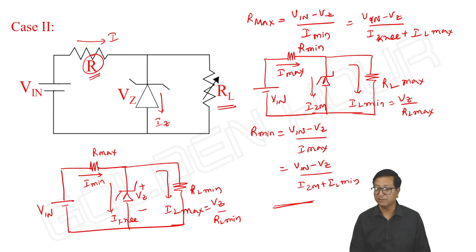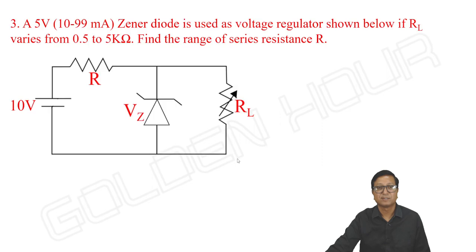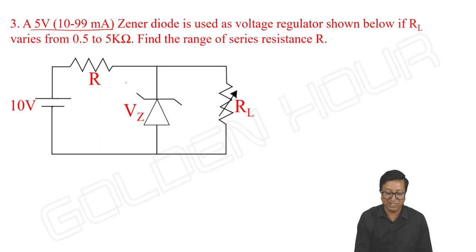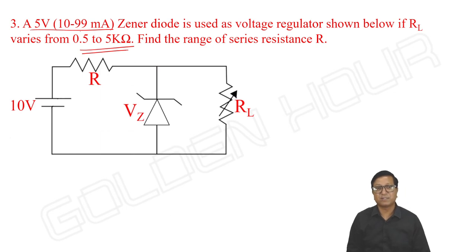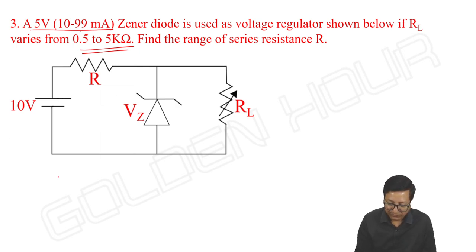Okay. So, see the next question based on this. See this question. The same Zener diode. I'm not changing my Zener diode. It's a 5 volts Zener diode with Iz minimum of 10 milliampere, Iz maximum of 9 milliampere. Now I'm varying RL. I want to find the range of RL. Okay. Series resistance R if the load resistor is varying from 0.5 to 5 kilo ohms. Okay. I took some intermediate value in the previous problem, that is RL is equal to 1K. Let it be. So here I am coming to the first case.